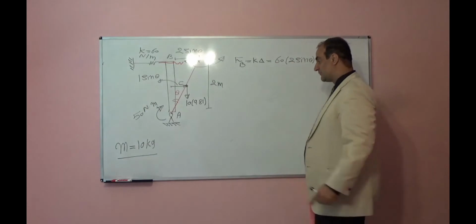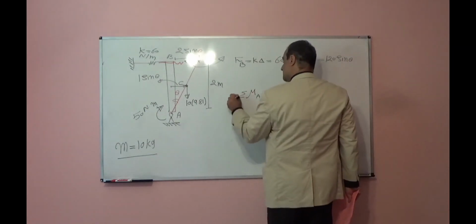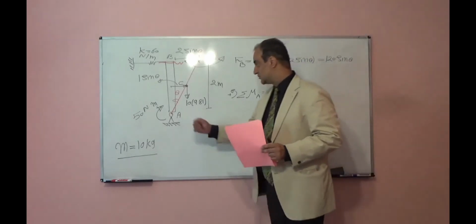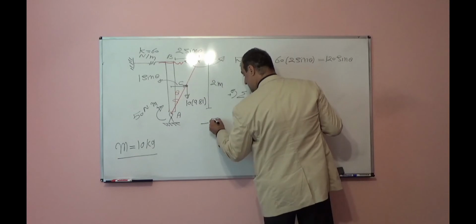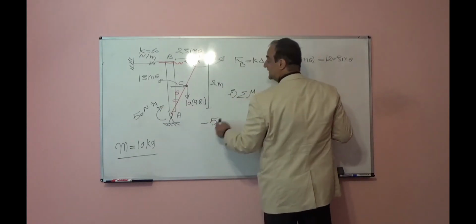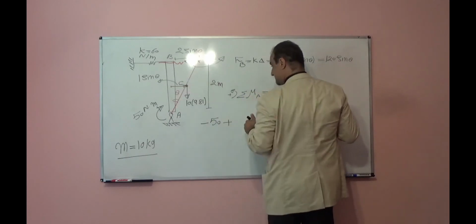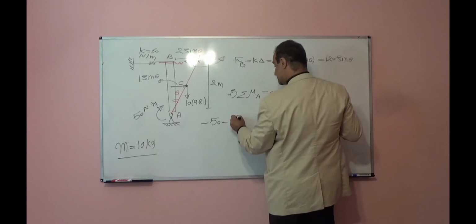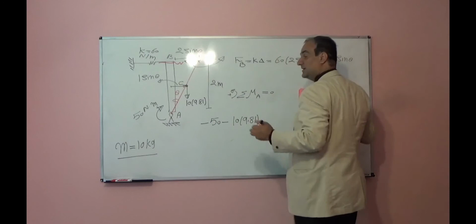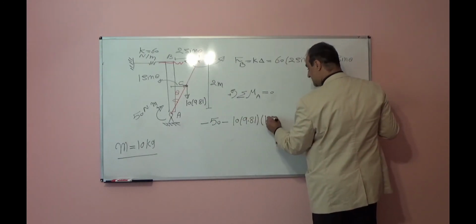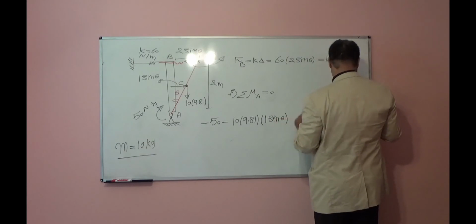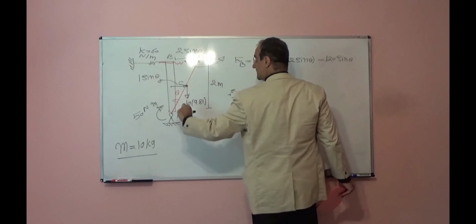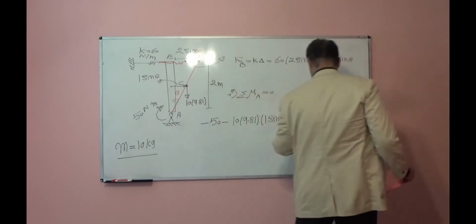If I write the summation of moment with respect to point A and put that equal to 0 in order to satisfy equilibrium, I will have 50, the moment I'm applying, that is clockwise, so negative, minus 10 times 9.81. This is the weight, force times the distance, which will be 1 sine theta. Again it wants to rotate this column clockwise, so negative. Plus the spring force times distance. It wants to rotate this column with respect to point A counterclockwise, so positive.